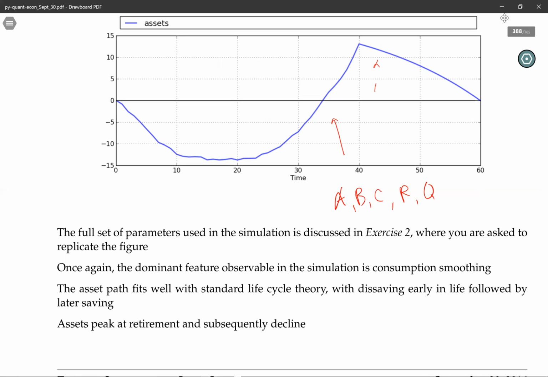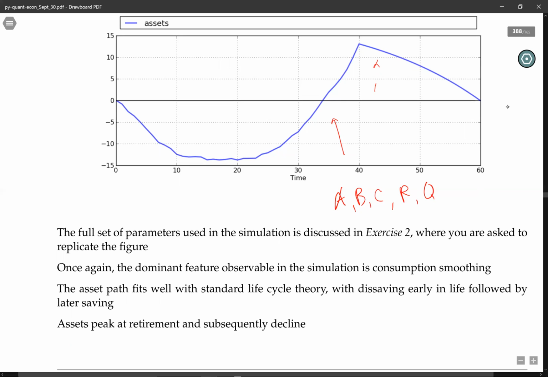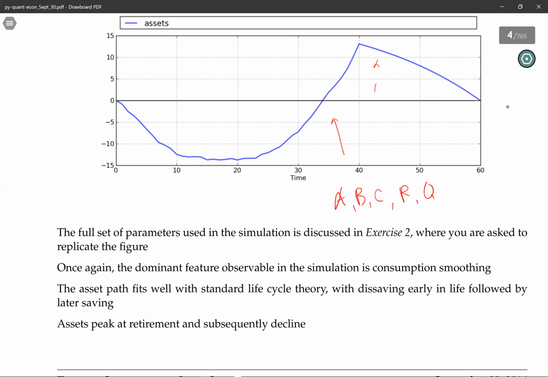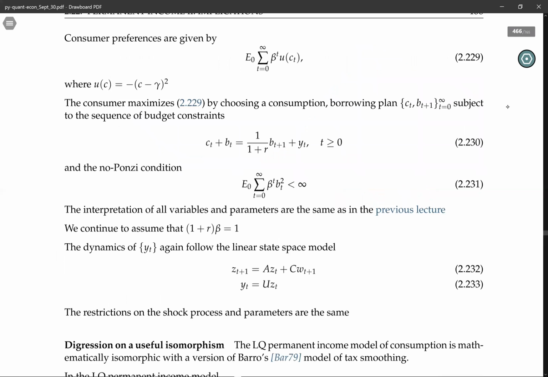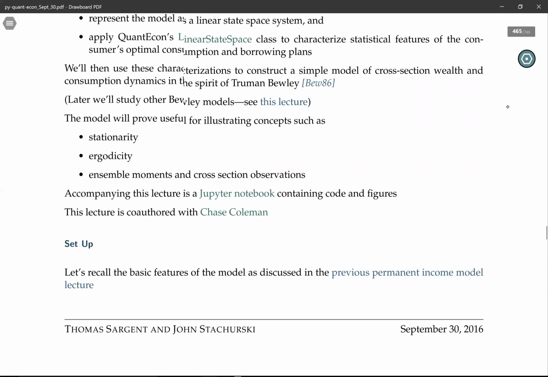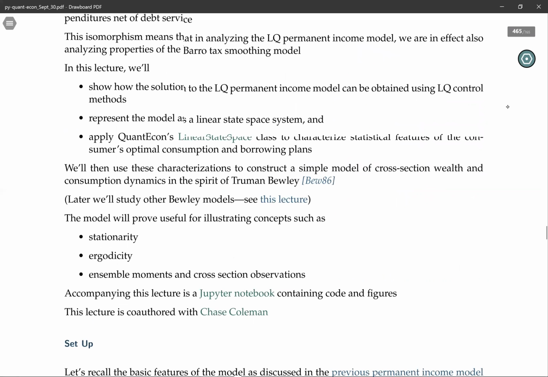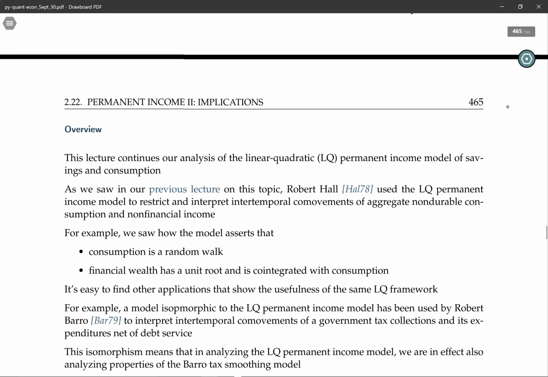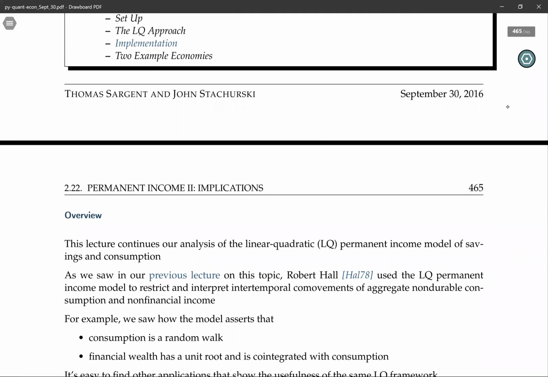So what I want to do now is go to another lecture. I'm going to show you something that's going to turn out to be really useful for us. There's this other lecture later, and it's called the Permanent Income Model 2. It's on page 465, and I just want to point something out to you.